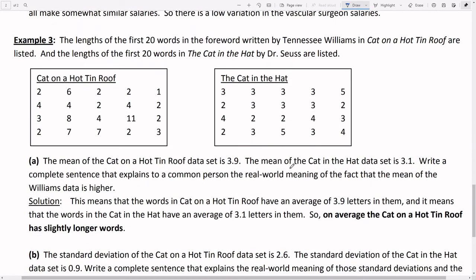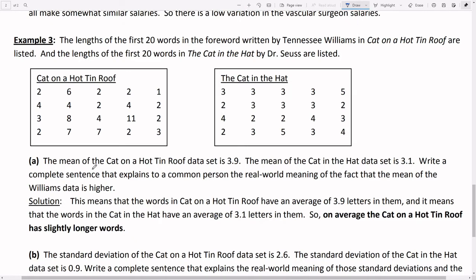Okay. So example 3 says, the lengths of the first 20 words in the foreword written by Tennessee Williams in Cat on a Hot Tin Roof are listed. All right. And the lengths of the first 20 words in Cat in the Hat by Dr. Seuss are listed here. So this is just, each one of these represents the length of a word. So Cat in the Hat, lots of short words, children's book. Cat on a Hot Tin Roof, not a children's book, bigger words. So just stop here. Think about our ideas here. Think about the center, the mean, the average of these. Think about the spread.